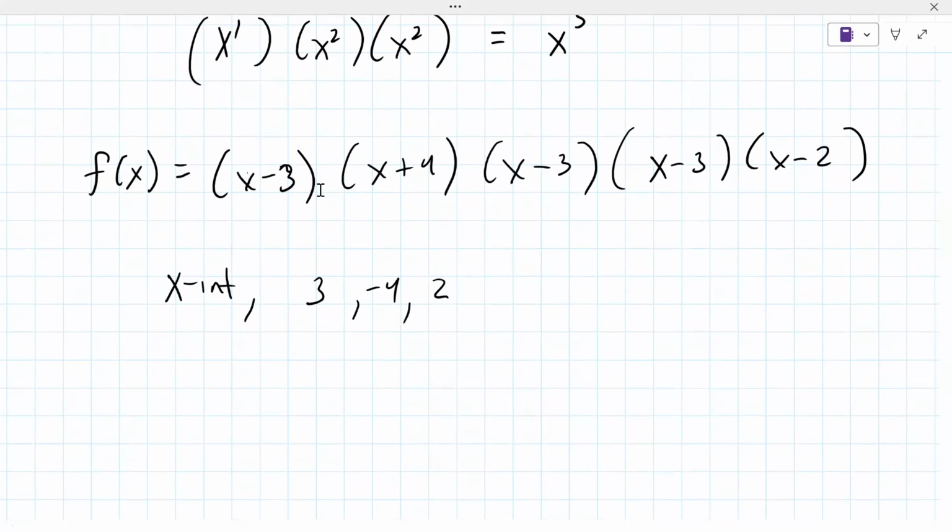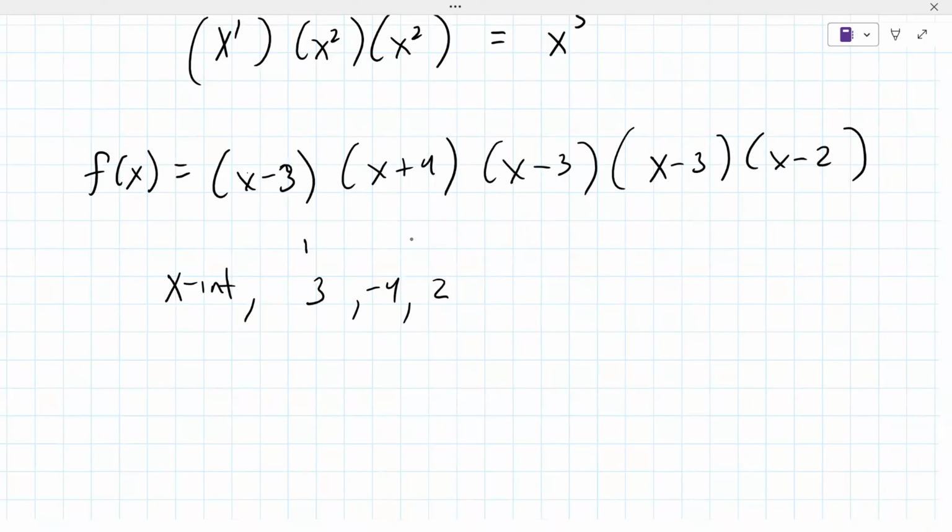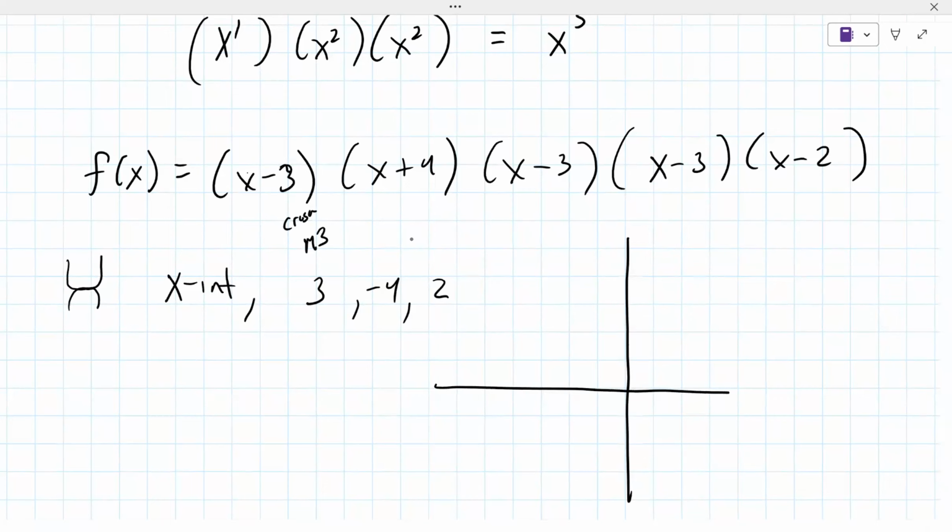You really should include your multiplicities. You can see there are 1, 2, 3, x minus 3, so that's got multiplicity of 3, which means it still crosses, but it's got a little horizontal thing on there. I wouldn't be that picky if I were grading you on that, but your teacher could be. So we got 3, 2, and -4.